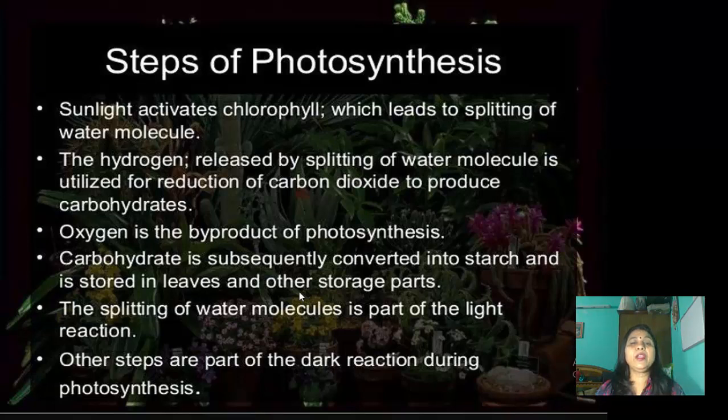Carbohydrate is subsequently converted into starch. This glucose, which is formed in the plant, is utilized by the plant for its functioning, and the extra glucose is converted into starch and stored in the leaves and other storage parts. The splitting of water molecules is part of the light reaction, whereas other steps are part of the dark reaction during photosynthesis. This light reaction and dark reaction you are going to study in detail in your class 10th.